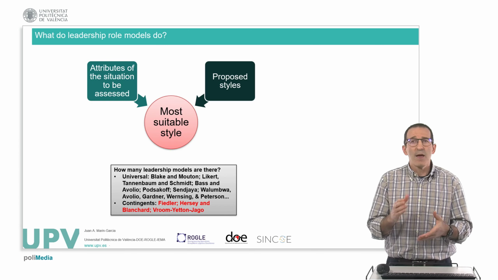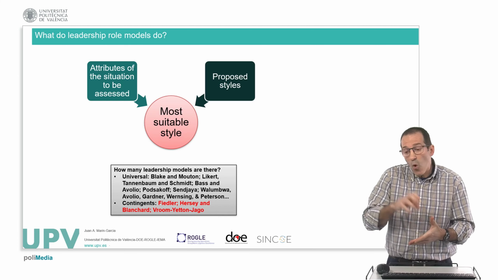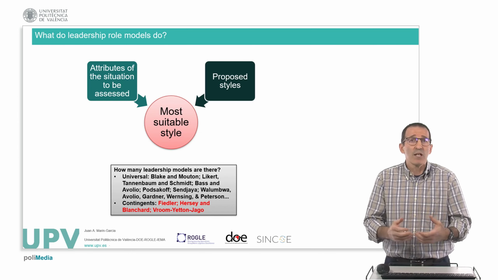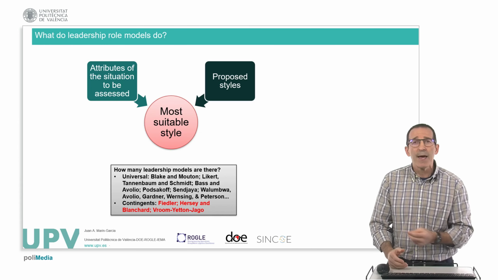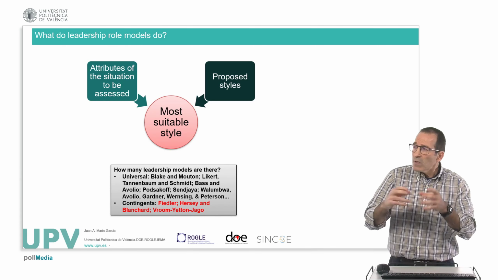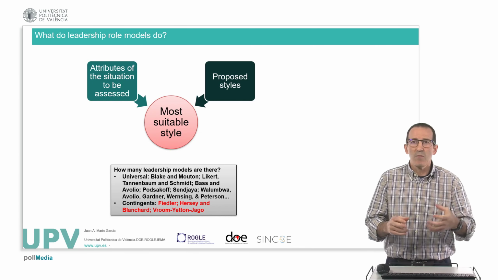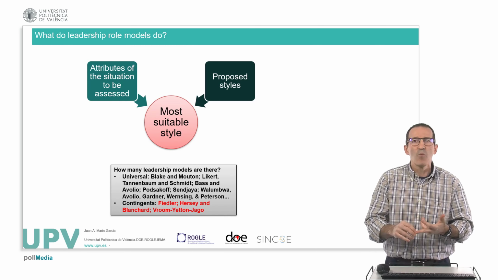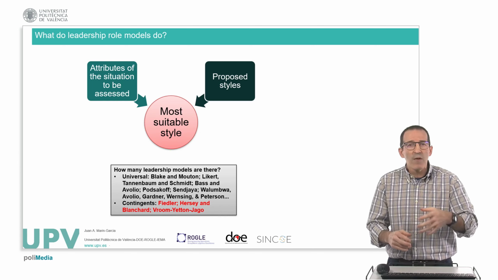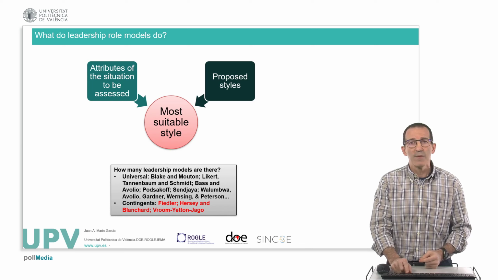Some models are universal and always propose the same style, a set of behaviors, for you to have successful leadership. Other models, however, are contingent, that is, they give you a set of styles. This combination of behaviors and some attributes that describe a situation, usually what the people in the team are like or the tasks you have to deal with, and based on that the model tells you the most appropriate style for that particular situation, for that combination of attributes.